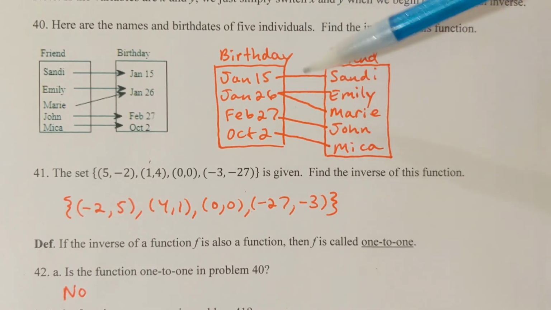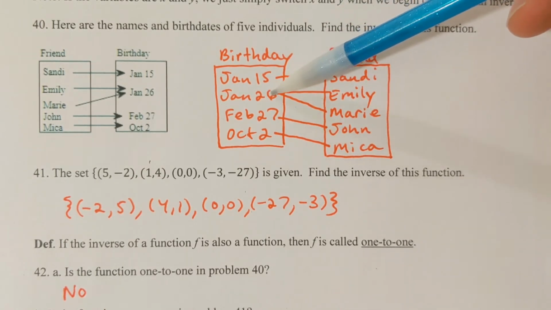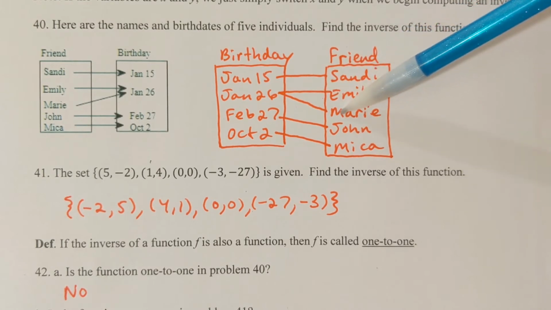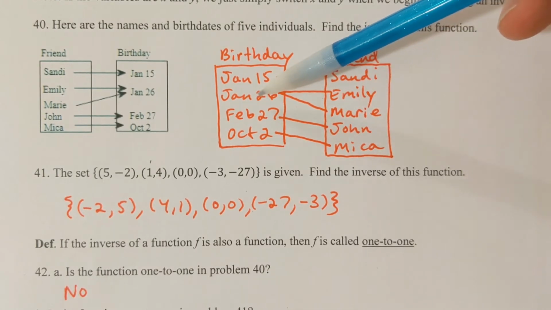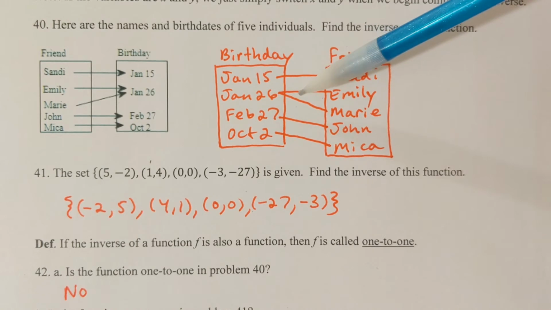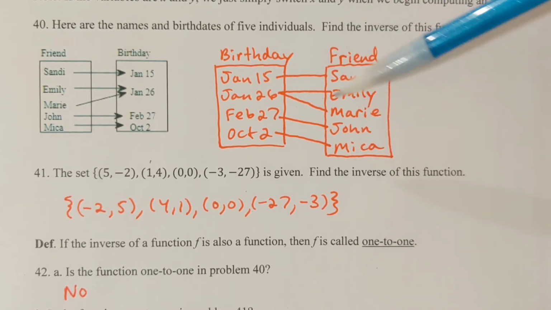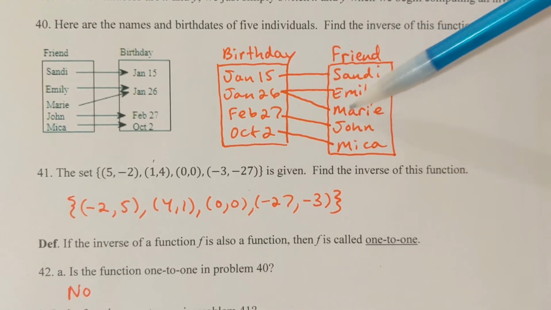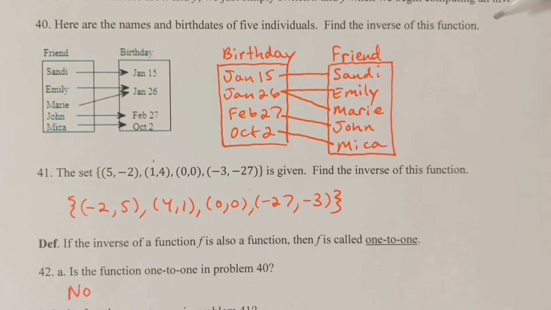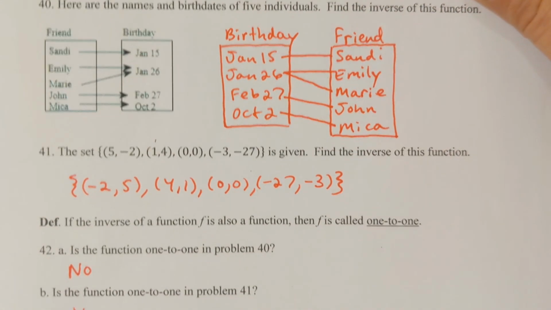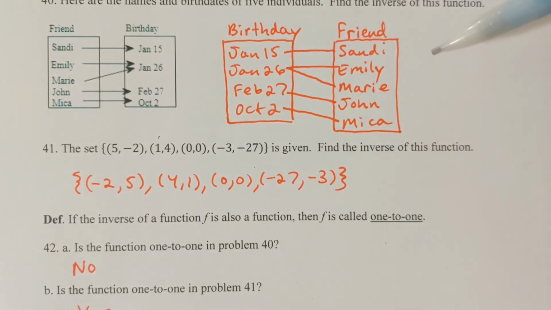When I compute the inverse, I don't have an x going to exactly one y. Lots of people can be born on January 26th, right? So just looking at the names listed here, we have an x value going to 2 different y values. You can't have that with functions. So the inverse would not be a function. Therefore, the function is not 1-to-1 in problem 40.